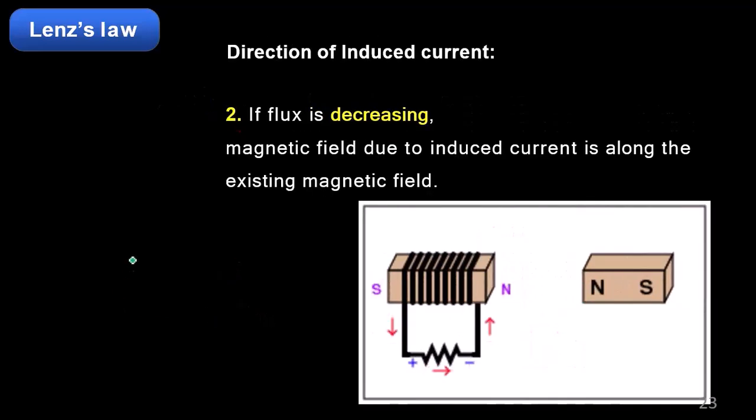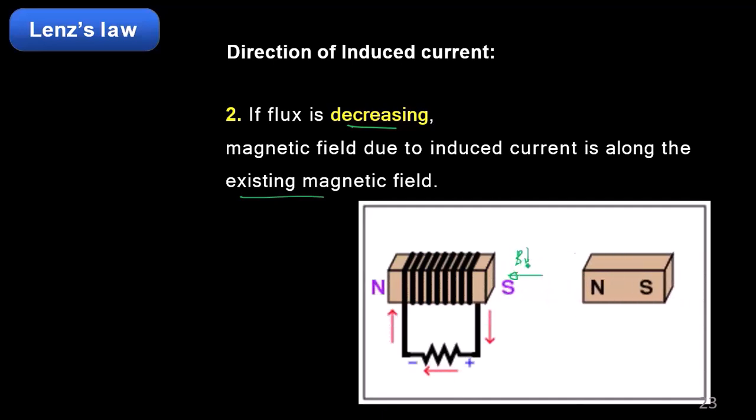But if I change the situation, when the flux is decreasing, that is, when the magnet is moving away from the coil, then the flux is decreasing, and because of that the current should be in the anti-clockwise direction. Okay. So the induced current is along the existing magnetic field. Why? Because in this situation, this B number is decreasing.